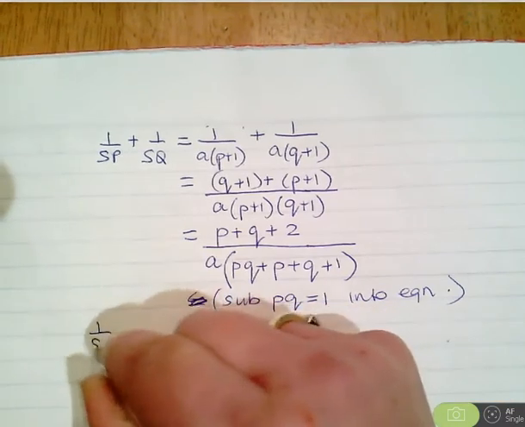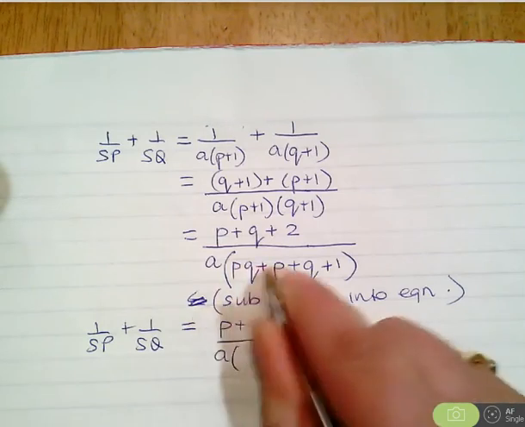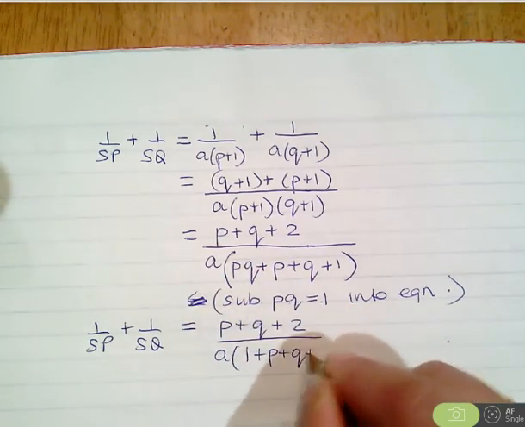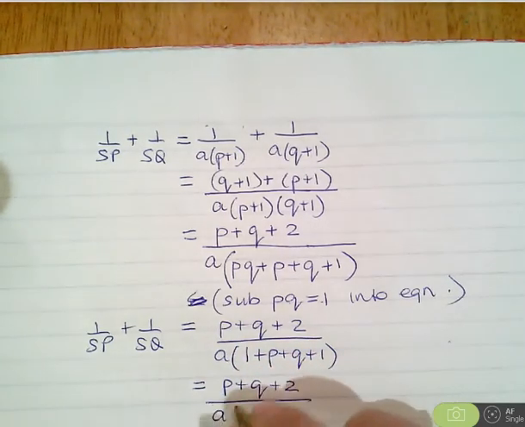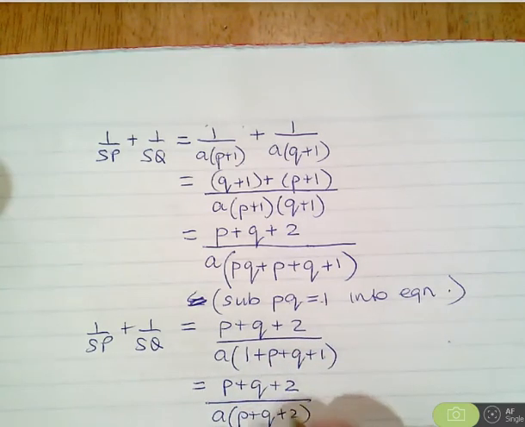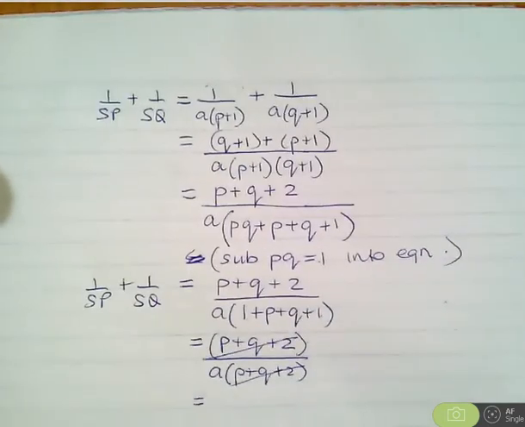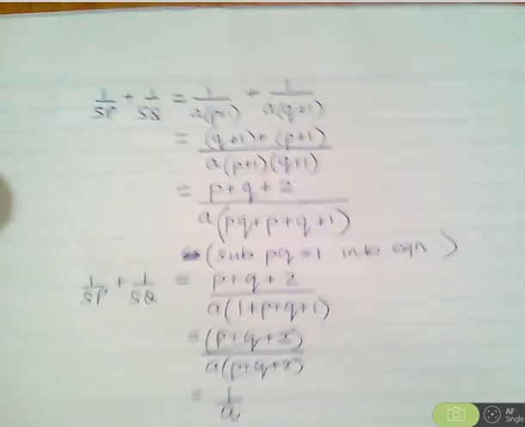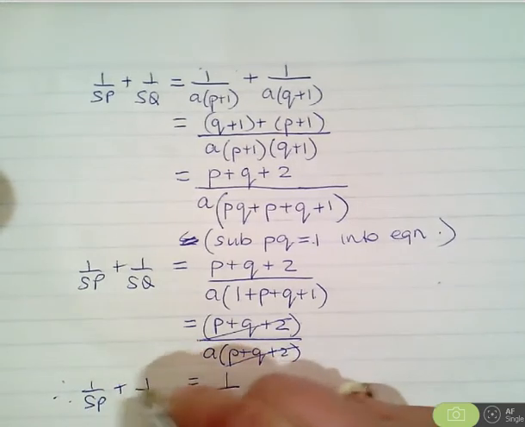So 1 over SP plus 1 over SQ is P plus Q plus 2 over A bracket, now PQ is 1, plus P plus Q plus 1. So we get P plus Q plus 2 over A bracket P plus Q plus 2. The P plus Q plus 2 can cancel from the top and the bottom, leaving 1's in their place, and therefore you get 1 over A. And so we've proven what we set out to prove, that 1 over SP plus 1 over SQ equals 1 on A.